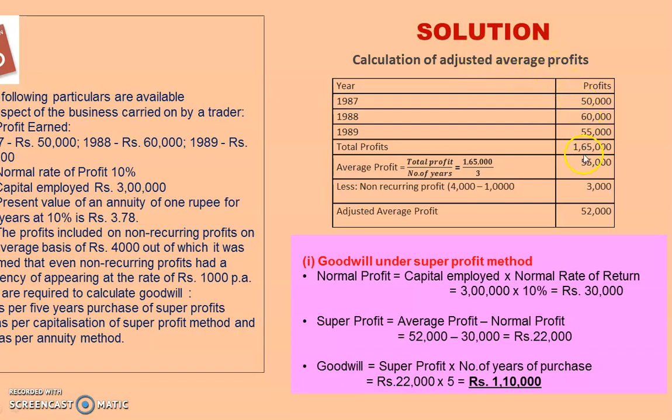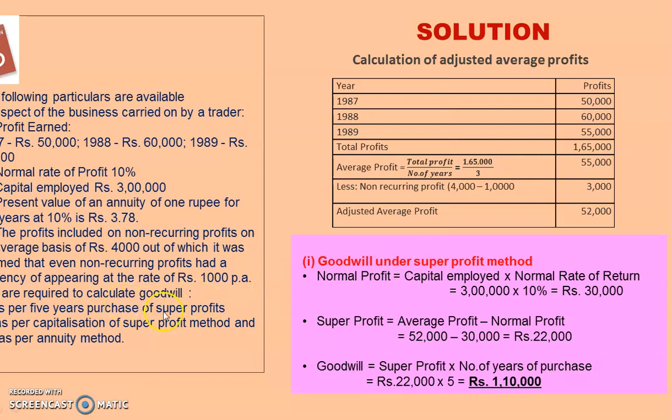Add the profits of all 3 years, get the average profit by dividing with the number of years. 55,000 will be the average profit. With that, the non-recurring profit is to be adjusted. 4,000 is actually the non-recurring profit, but they have a tendency to deduct 1,000 rupees, and hence the difference 3,000 is to be adjusted with 55,000 to get the adjusted average profit. So let me move on to the first method.